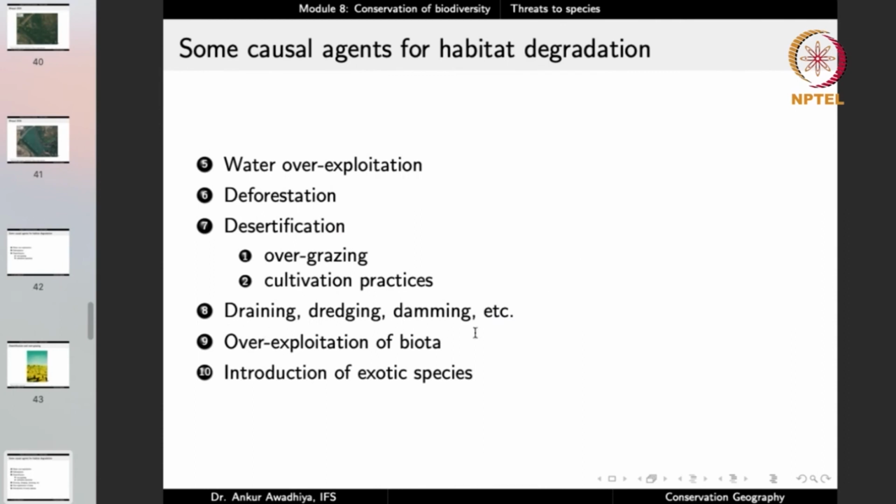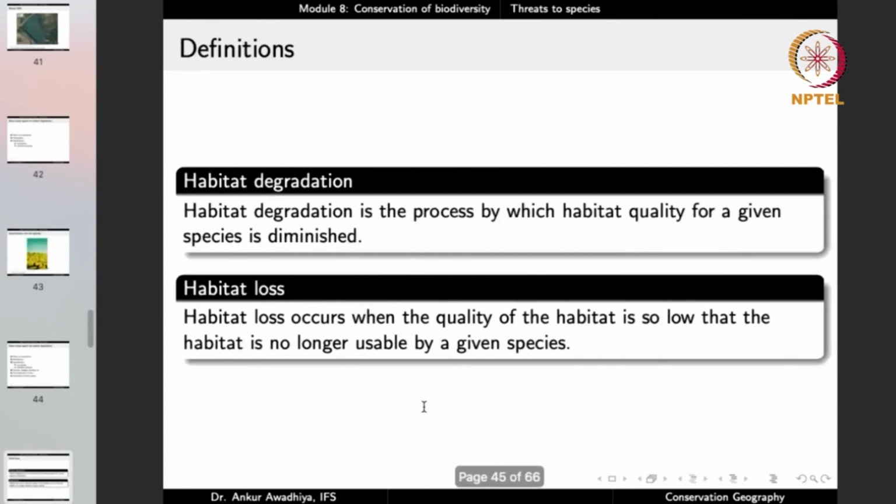Or draining, dredging, damming. When a lake is being drained, when a water body is being dredged, if a dam is being created, all of these degrade the habitat. Overexploitation of biota, overfishing, overharvesting. Once that happens, less food is available for the predators. Quality has gone down. Introduction of exotic species, especially invasive species. So this is habitat degradation, reduction of habitat quality.